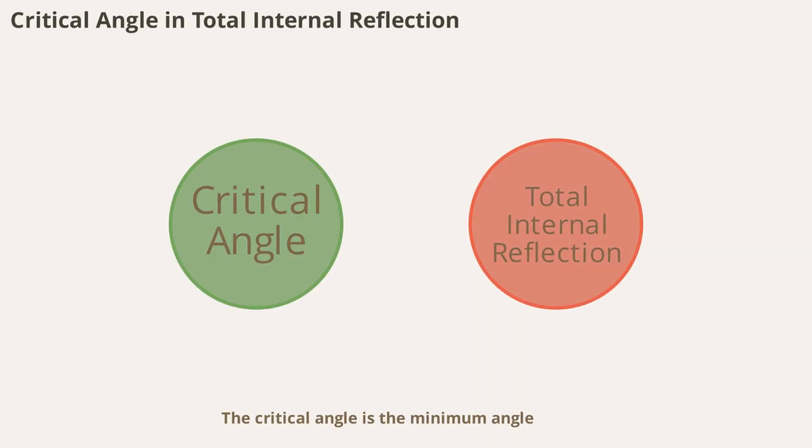Critical angle is the minimum angle of incidence at which total internal reflection occurs. When light moves from a denser to a rarer medium and hits the boundary at this angle or greater, it reflects entirely within the denser medium. Knowing the critical angle is essential for designing fiber optics and understanding natural phenomena like mirages.